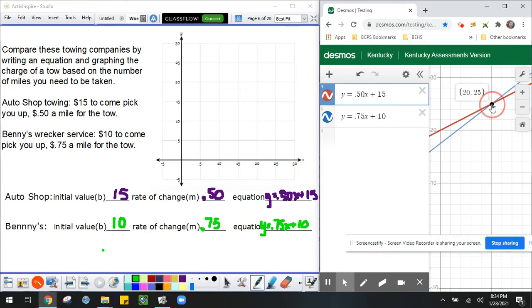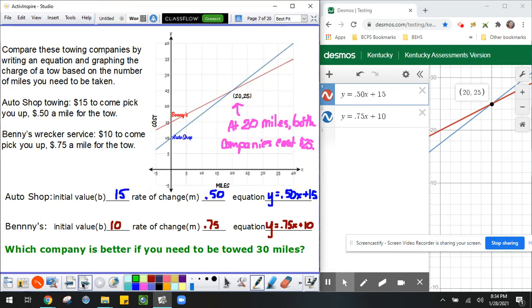That looks like that point is (20, 25). So I'm going to remember (20, 25) and decide what that means. What does (20, 25) mean for this scenario? With these two lines drawn, what does it mean? Here's what it means. I've taken the graph and put it over here. It means that at 20 miles, both companies cost $25. So if you knew you had to go exactly 20 miles, it wouldn't matter who you called.